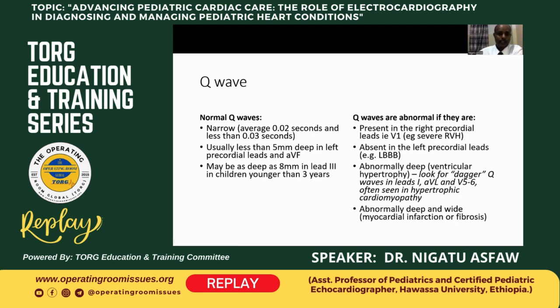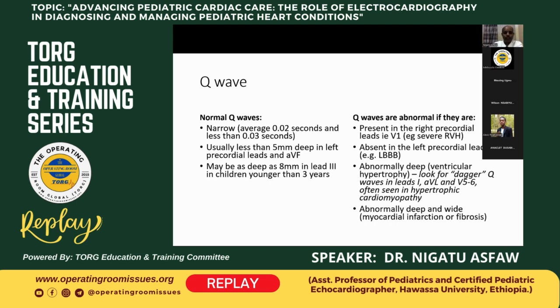And the other wave is the Q wave. That's the first downward deflection after the P wave, and normally it is narrow, and its duration is around 0.02 to 0.03 second, and its amplitude is less than 5 millimeter, and it may reach 8 millimeter in lead 3 in those younger than 3 years. And if there is abnormality in the Q wave, it may show different heart pathologies.